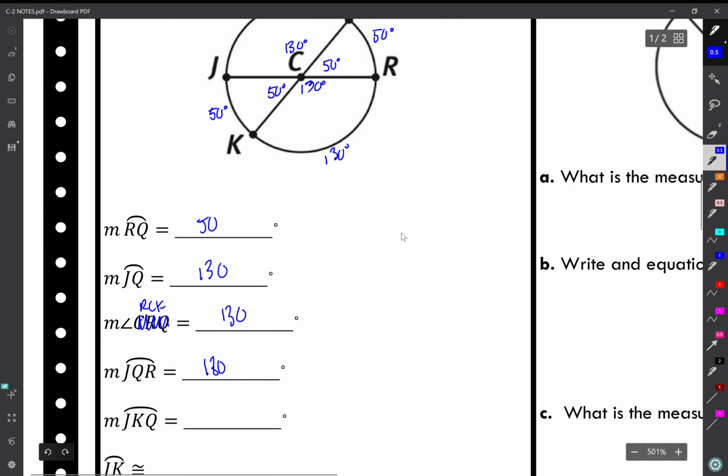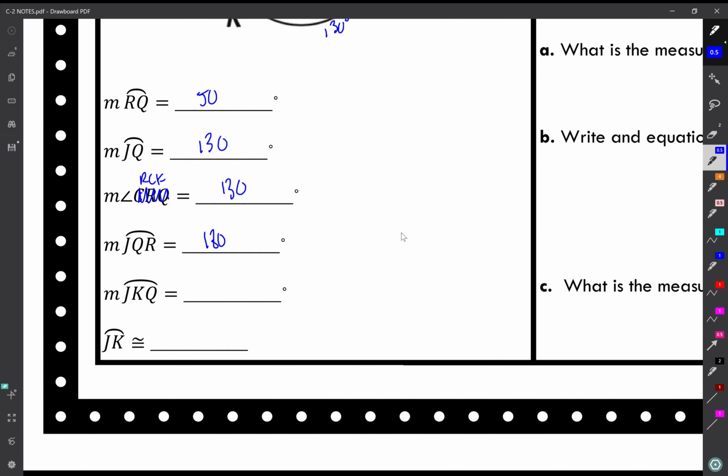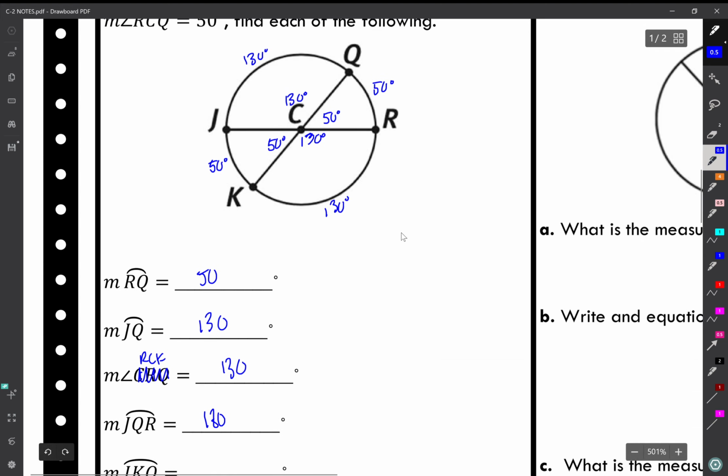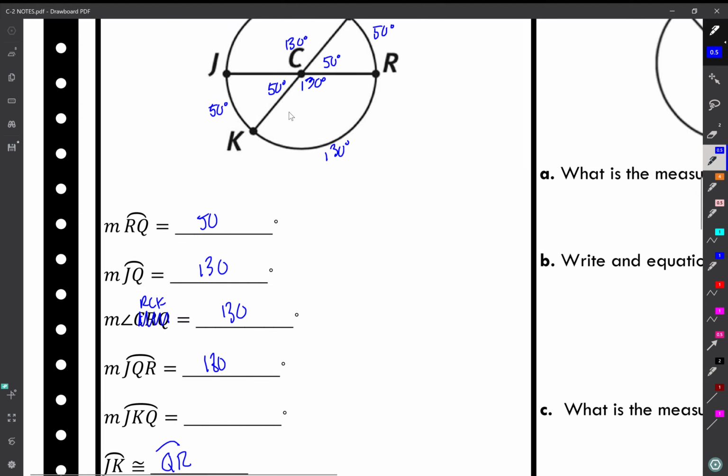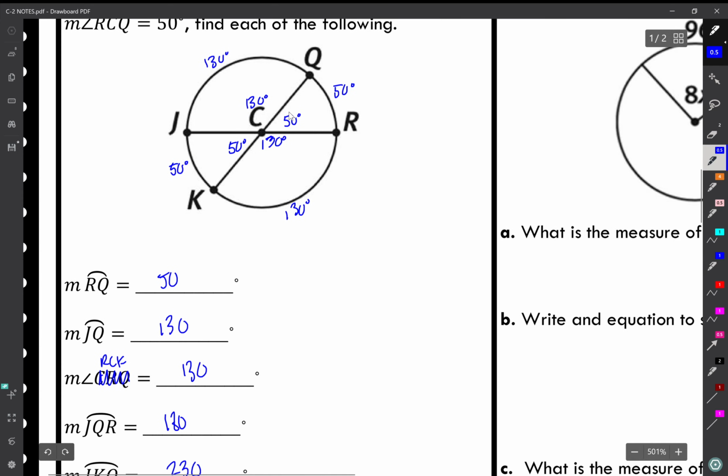And then arc JK is going to be congruent to arc QR. And I skipped one. JKQ, that's everything but this 130 arc, right? So we'll do 360 minus 130. That'll be 230 degrees. And that's number 3 right there.